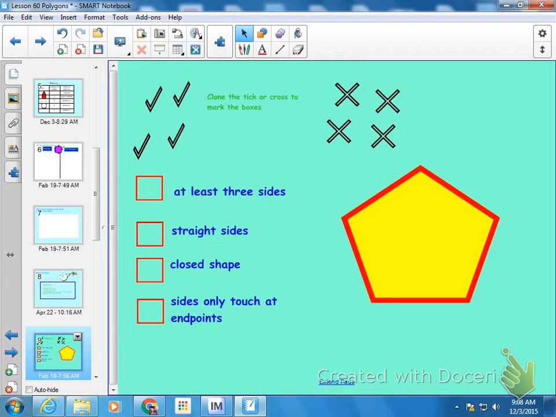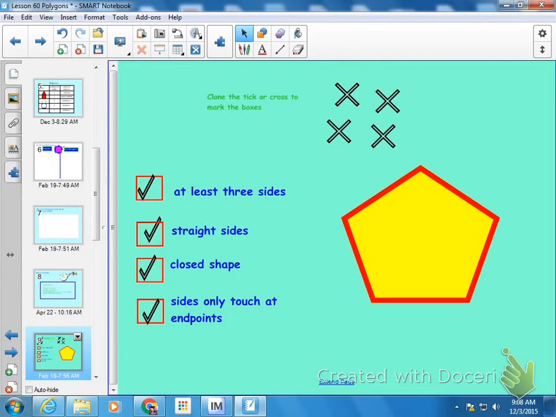So looking at the shape right here, this is a pentagon. Do we have at least 3 sides? Yes. Do we have straight sides? I say yes. Is it a closed shape? Sure. And do sides only touch at endpoints, at the vertices? Yes. Now, when I say vertices, vertices is a plural for vertex.